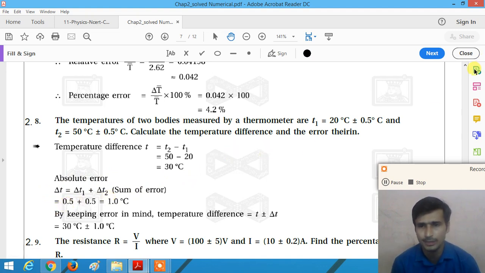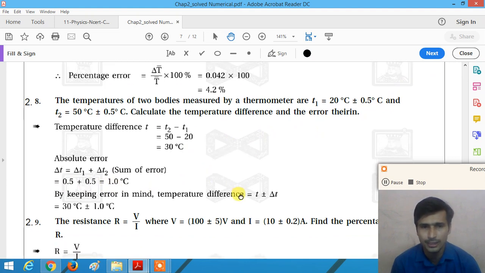So the first measurement error is 0.5, the second measurement error is 0.5, we get 1 degree Celsius. So for the temperature difference we get 30 degrees Celsius as the true value, and the error in the temperature difference is plus or minus 1 degree Celsius, right?